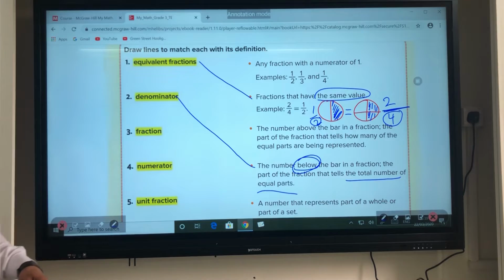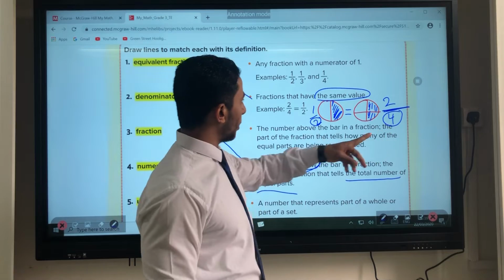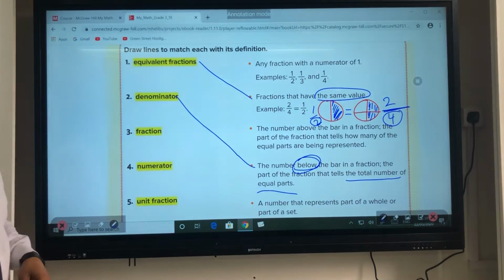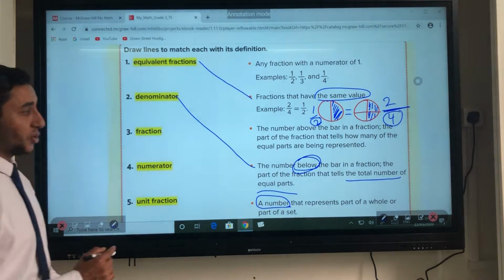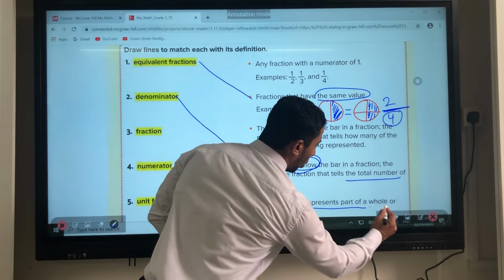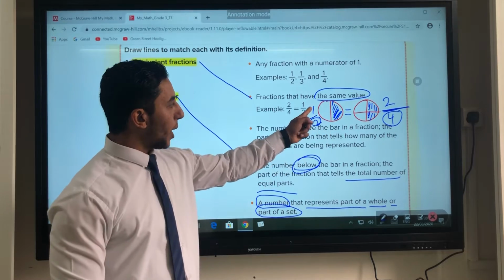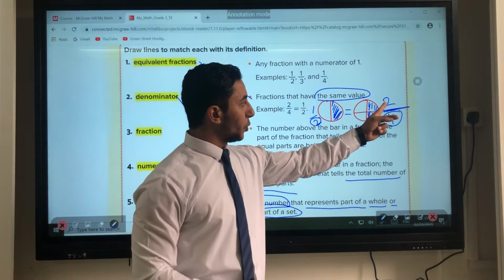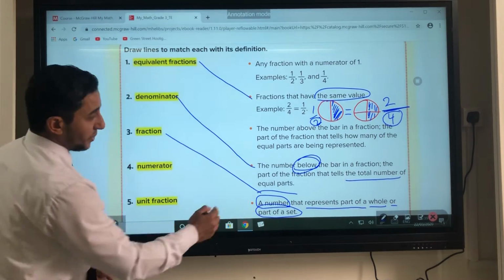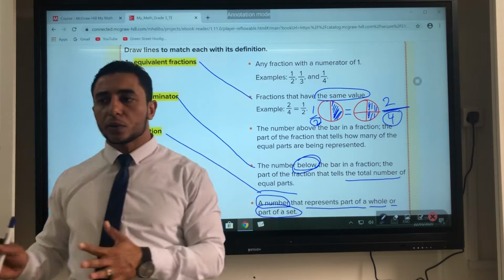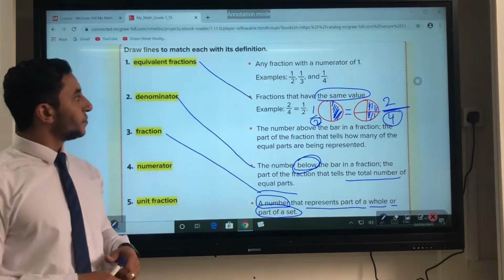A fraction, like 1 over 2 and 2 over 4 and 1 over 3. It's a number. A fraction is a number that represents a part of a whole or a part of a set. So here 1 part from 2 parts, and here 2 from 4. So it is a number that represents part of a whole or part of a set.